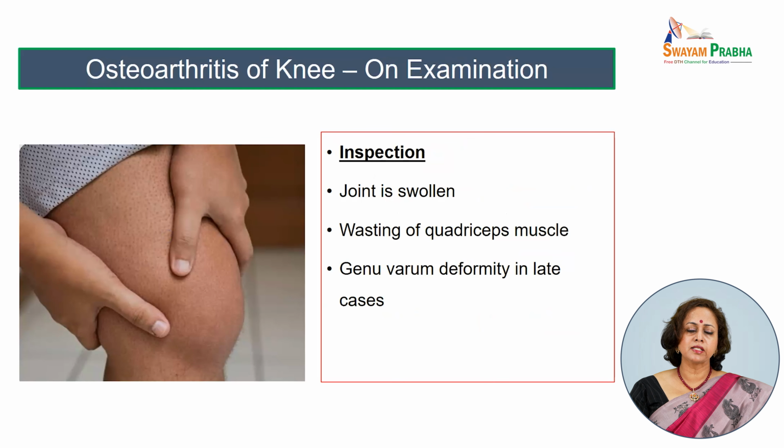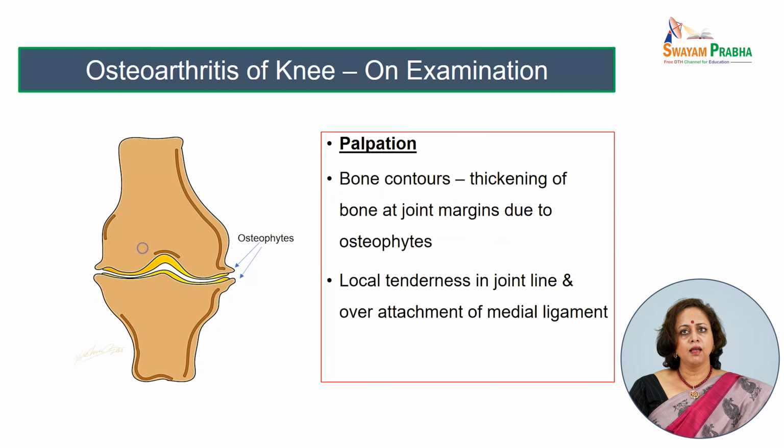The doctor will next do an inspection of the joints which are affected. You will notice that the joint will be swollen, there is wasting of the quadriceps femoris muscle, and the genu varum deformity will be seen in later cases. On palpation, when you feel the joint margins, you will feel osteophytes or extensions.